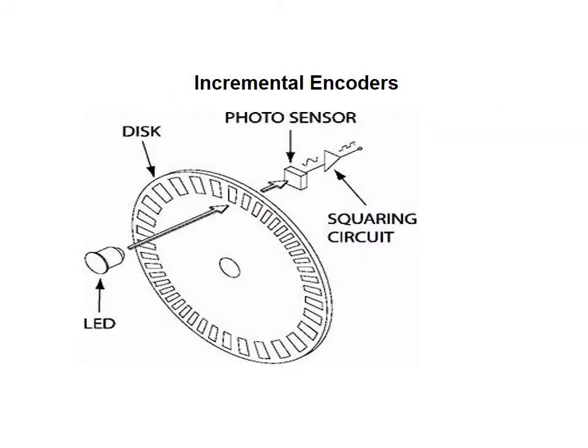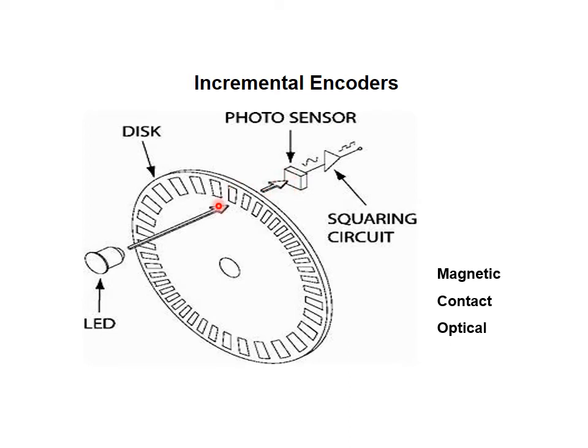This is the working of an incremental type encoder. An LED produces the light source. It falls on a rotating, marked disc, and there are perforations around this disc. At some angles light will be permitted through, at some angles it may not. Whatever light passes through falls on a photosensor.